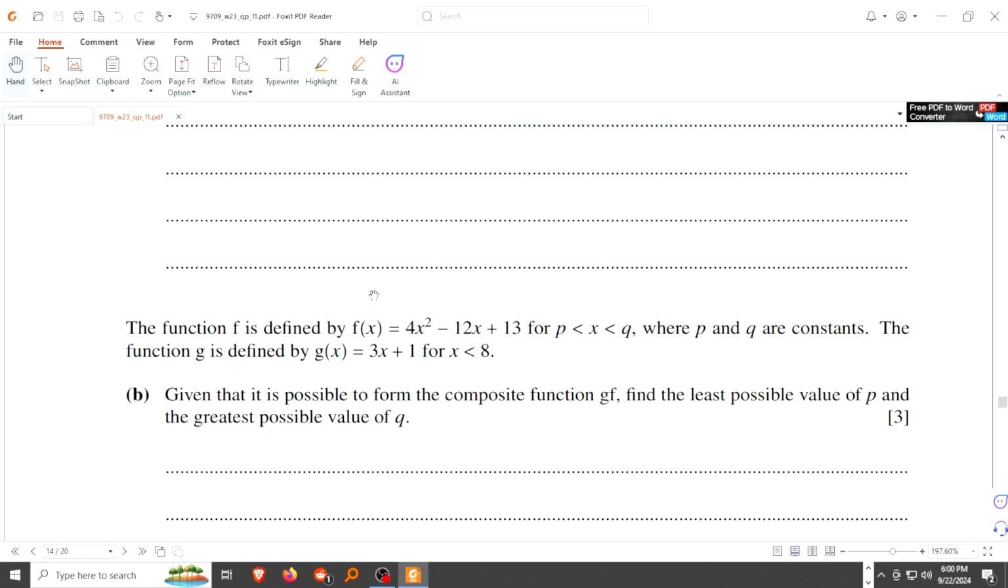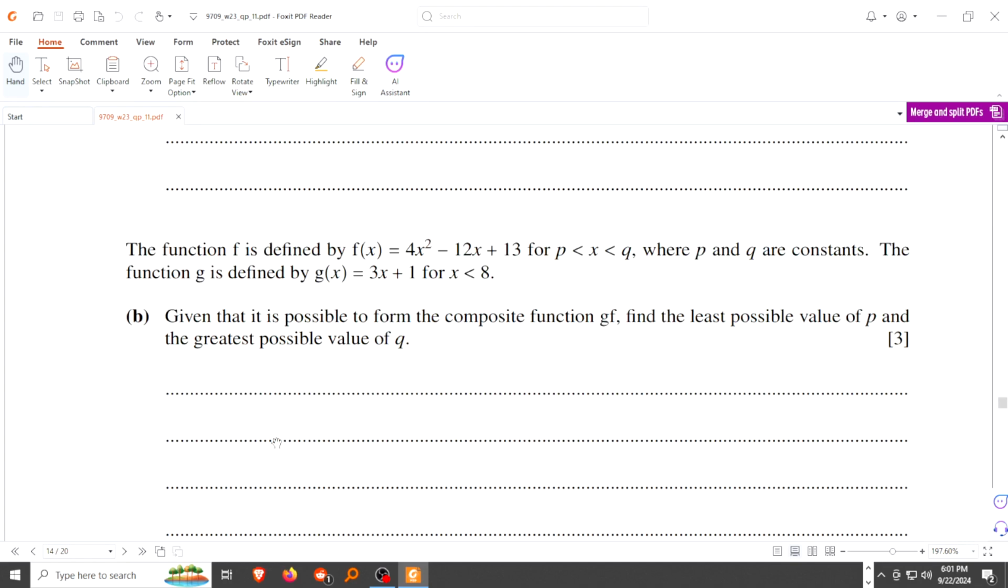So that's 2 marks. The function f is defined by f of x is equal to 4x squared minus 12x plus 13 for x lying between p and q, where p and q are constants. The function g is defined by g of x is equal to 3x plus 1 for x less than 8, meaning x is approaching 8 but never touching 8. Given that it is possible to form the composite function gf, find the least possible value of p and the greatest possible value of q.